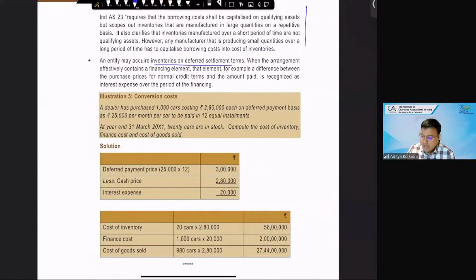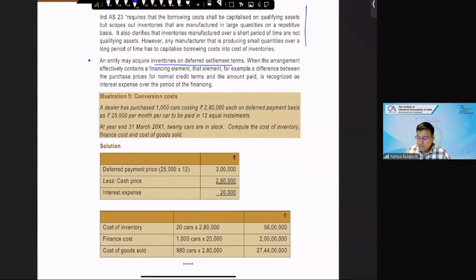Sometimes inventories are acquired on deferred settlement terms. Deferred settlement terms means what? I will buy now and pay over an extended period of time. When the arrangement contains a financing element, then you will recognize that financing element as an interest cost and expense it in the P&L. It will not form part of inventory cost.